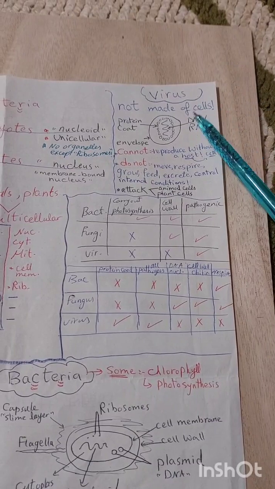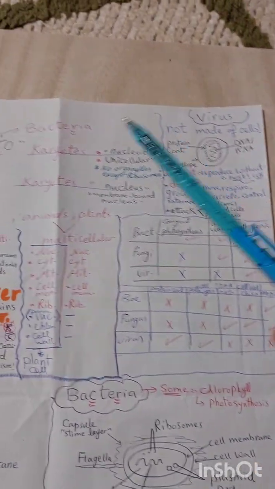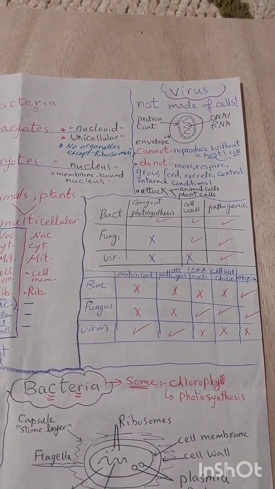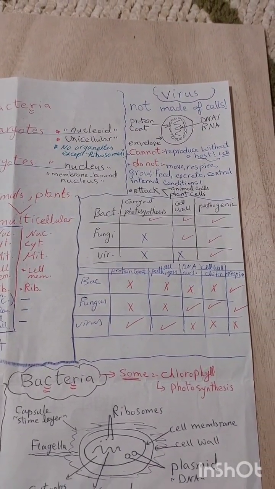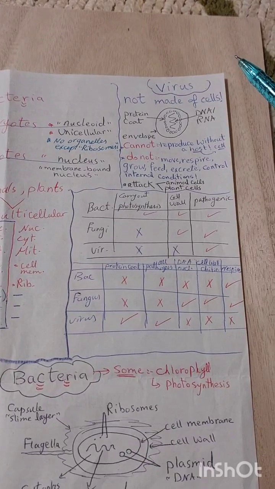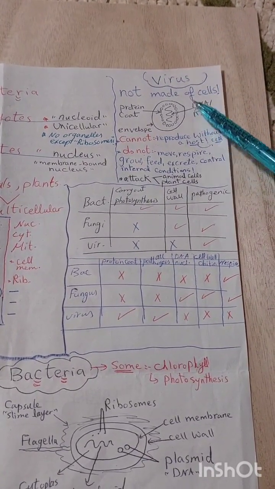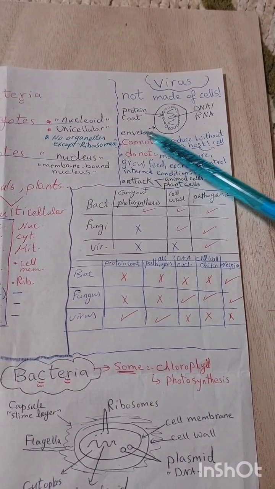cells. So again, virus is outside the comparison with them. So never, when I see virus, should I think about cell wall or cell membrane or any organelles. Okay, just only DNA and protein coat and envelope.